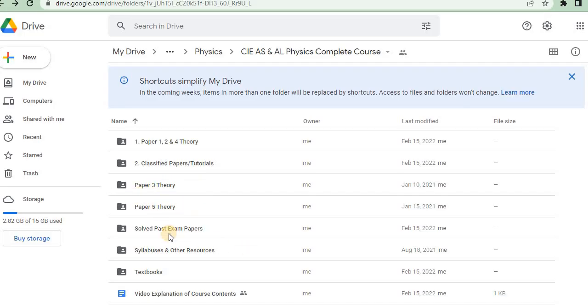Paper 5 is there. Then there are solved exam papers. There are hundreds of papers that have been solved from earliest years to latest years, and you can watch those papers also. This is part of the complete course. Then there are other resources. Then there's an explanation to the course, how to use this course.